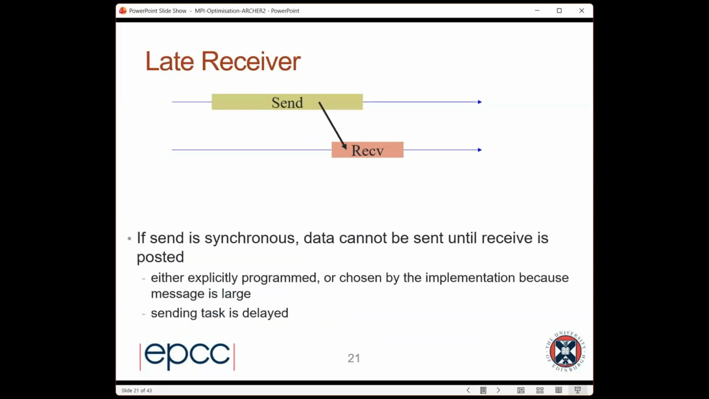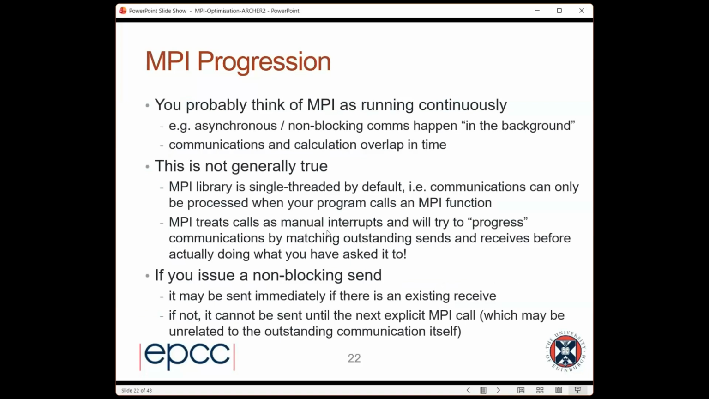A late receiver is the inverse of a late sender. If the send is synchronous, either because it is explicitly a synchronous send, or because it's a send of a large amount of data where you can't use the eager protocol, then you spend a lot of time in the send waiting for the receive to be posted. So the receive may be waiting on the send, or the send may be waiting on the receive. I've talked about this already, but I'll come back to it.